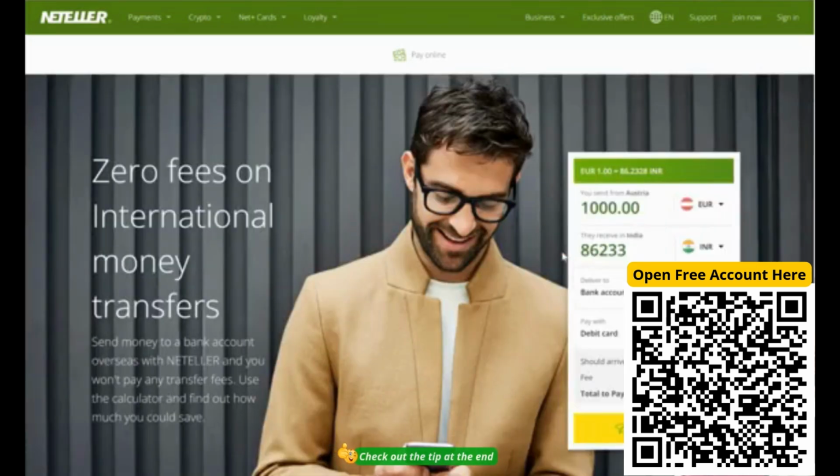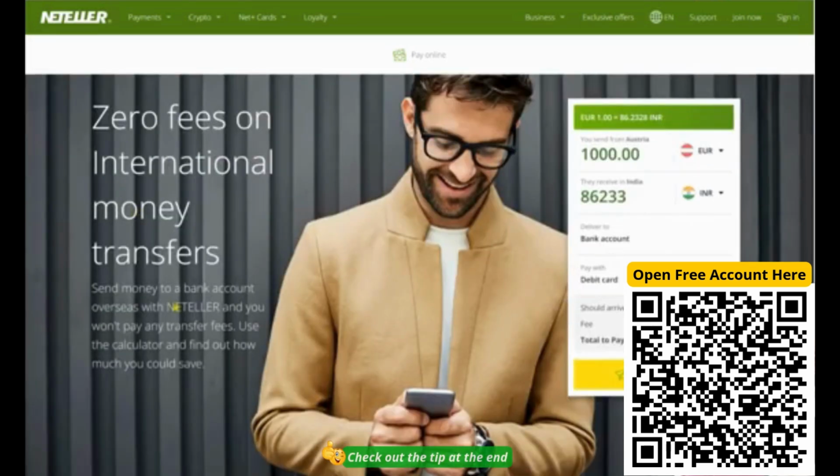It's zero fee on international money transfers. We have to make it clear: Neteller charges you a lot each time you pay or receive a payment, so you have to analyze in detail all the fees involved before using this website. This platform could be really useful, but you have to know that you are going to end up paying a lot in fees. In this case, if you send money overseas with Neteller, sending to a bank account, you are not going to pay any fees.